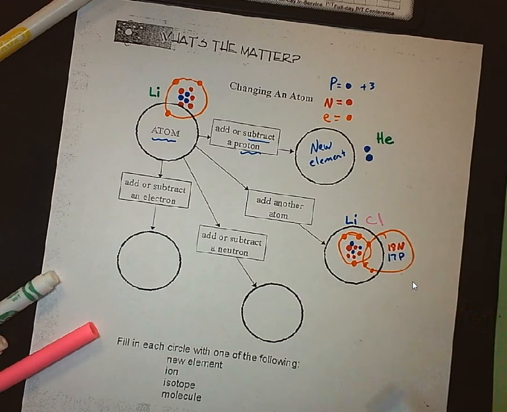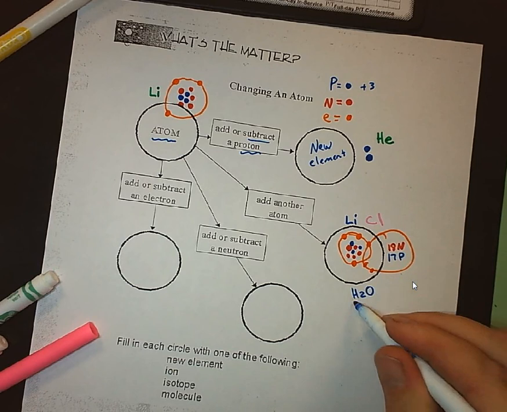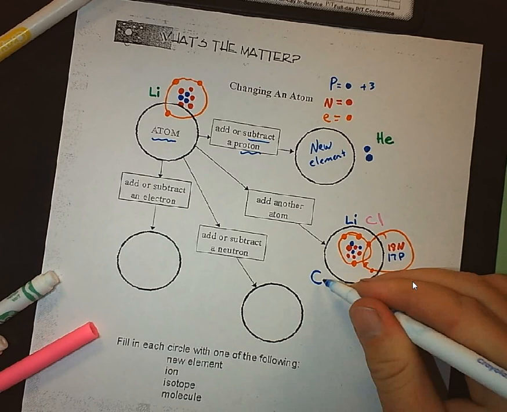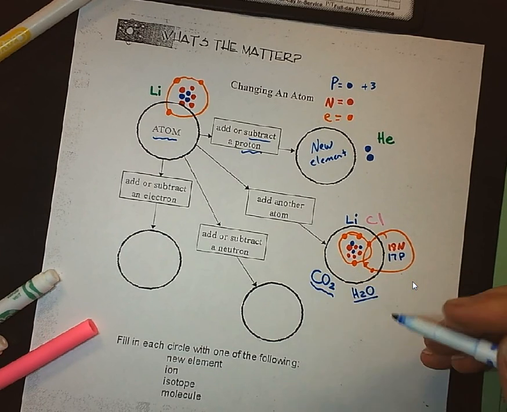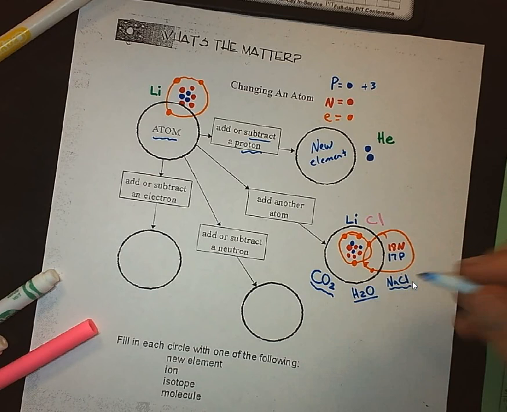Right now this would be a molecule. Other molecules that you already know of are things like H2O. By adding atoms together, we've made dihydrogen monoxide. We could have CO2. These are all examples of covalent bonds. We could have sodium chloride. This is an example of an ionic bond, and later on, we'll talk about why that is.